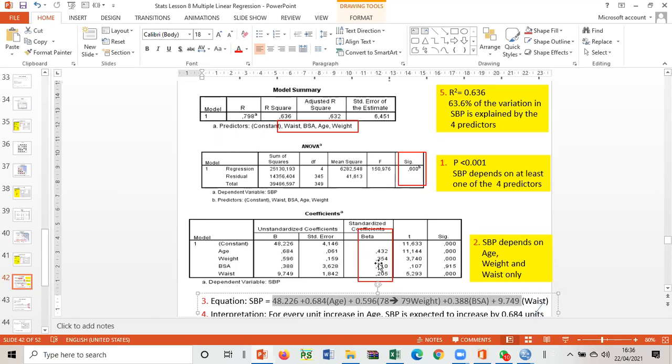So some of the variables are modifiable, some are not. Can you reduce age? No. Age is not modifiable.